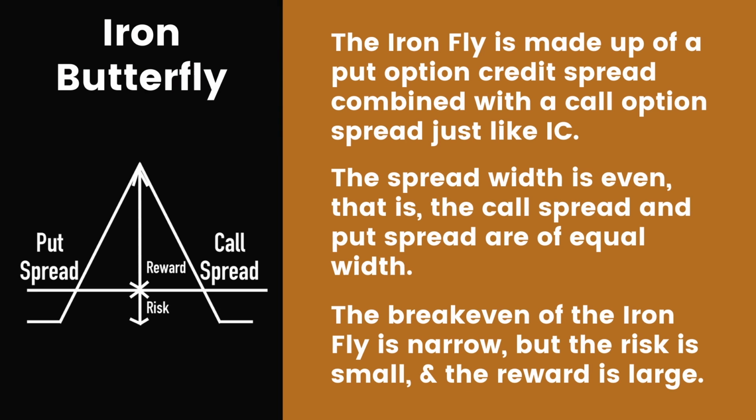The iron butterfly is made up of a put option credit spread combined with a call option spread just like an iron condor, except that once again you have the spreads joined at the short strike prices. The spread width is even, that is, the call spread and put spread are of equal width. The break even of the iron butterfly is narrow, but the risk is small and the reward is large.